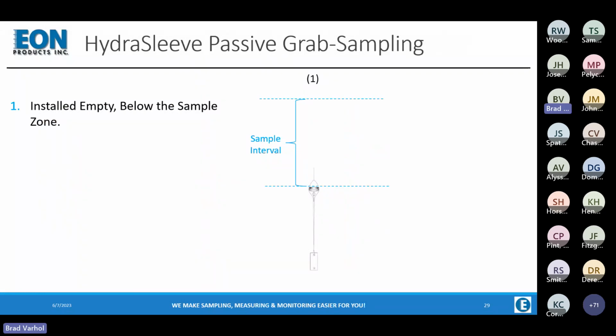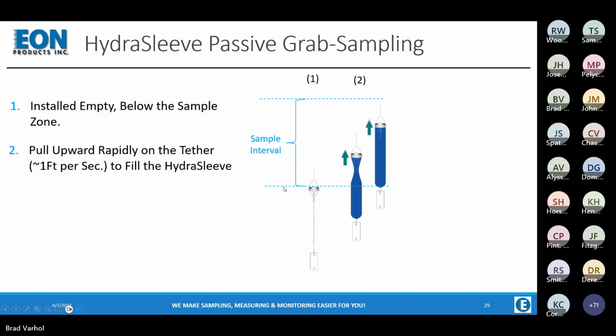Here's how they work. First of all, that flat sampler, the one in the photograph that didn't have water in it, is installed below the sample zone. You can see here, we have the top of the sampler, and this is where we expect to get our sample. To collect the sample, the hydrosleeve is pulled upward rapidly on a tether through the sample zone.